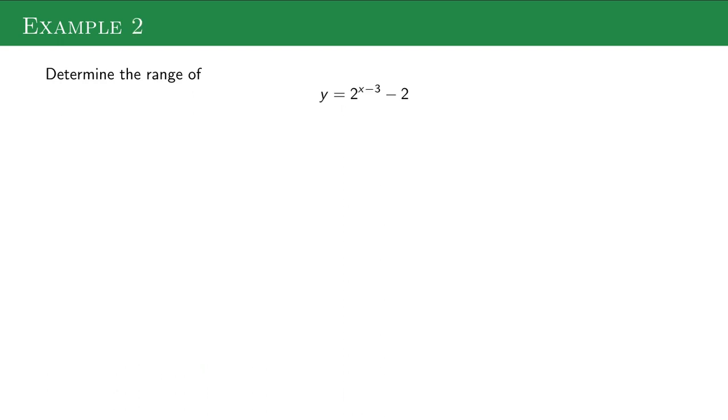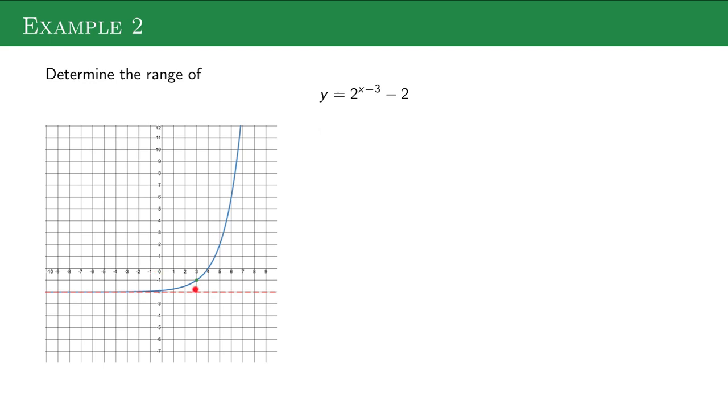What about 2 to the x minus 3, minus 2? Well, that's just our last graph, but shifted right and down. And when it gets shifted down, the asymptote also gets shifted down. So now I can say I have everything that's bigger than or equal to negative 2. So everything above this asymptote at negative 2.